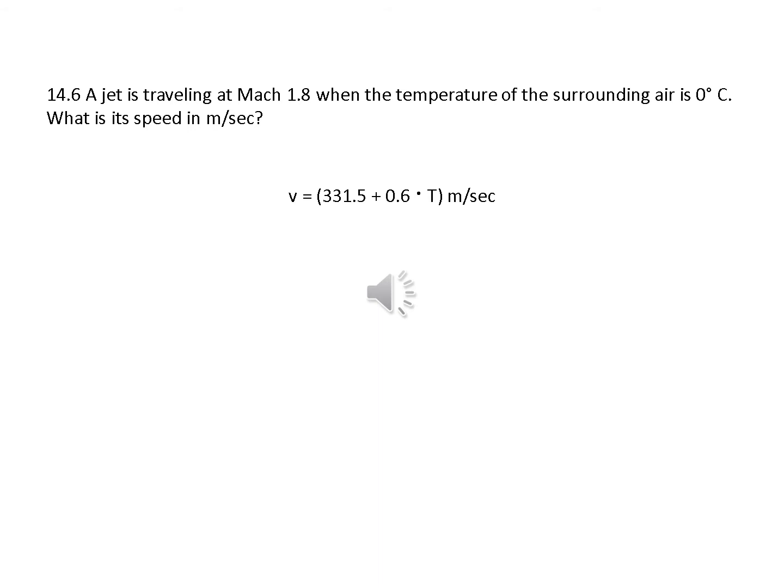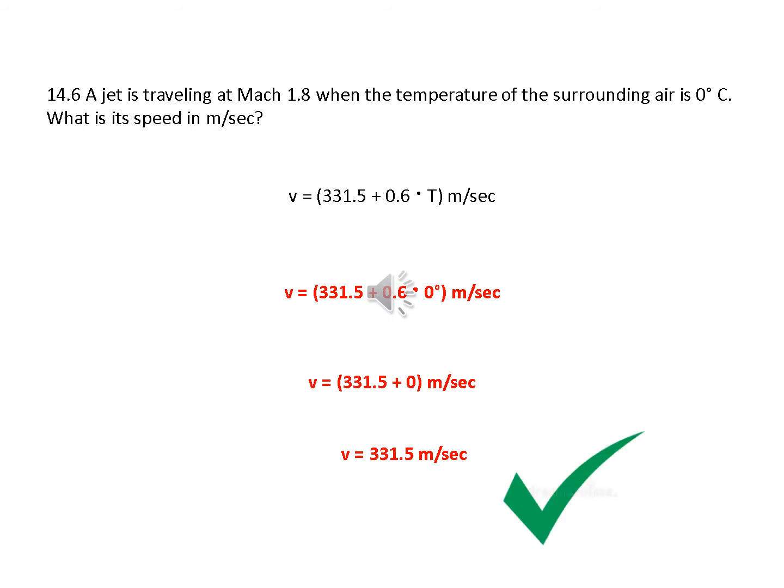So we're going to go ahead and plug in our numbers. We know that the temperature is 0 degrees Celsius, so we plug that in. And remember that because of order of operations, we're going to do the multiplication before we do the addition in that equation. So 0.6 times 0 is going to equal 0. So very easily we find that the speed is 331.5 meters per second. Now, that's how fast sound can travel at that temperature.